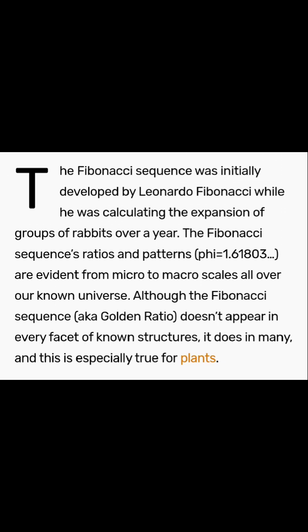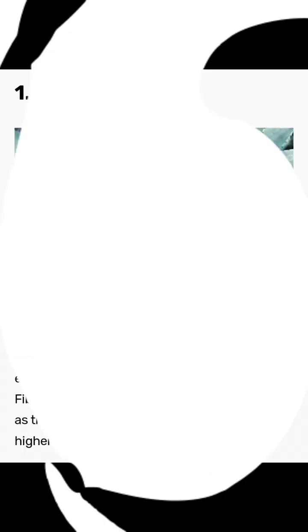(φ equals 1.61803) are evident from micro to macro scale all over our known universe. Although the Fibonacci sequence, aka golden ratio, doesn't appear in every facet of known structures, it does in many, and this is especially true for plants.